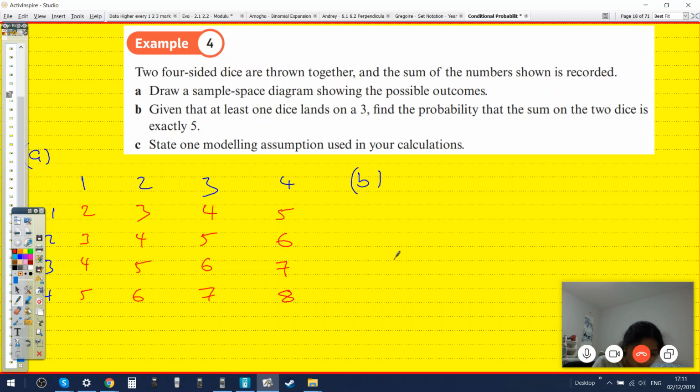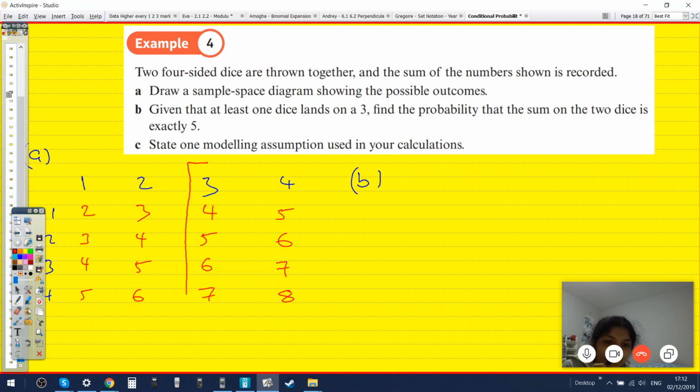I got 1/4, but I'm not sure if it's right. How do you get a quarter? I did 2/16 divided by 8/16, because it says given that, so you need the conditional probability formula. You have to do the intersection between sum equals 5 and one dice landing on a 3, the whole thing divided by the probability of landing on 3. So I'm going to use part A, and I think that's why they made us do it.